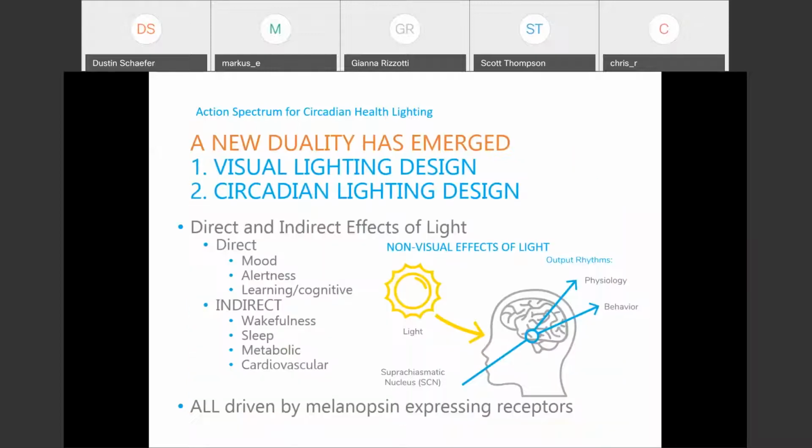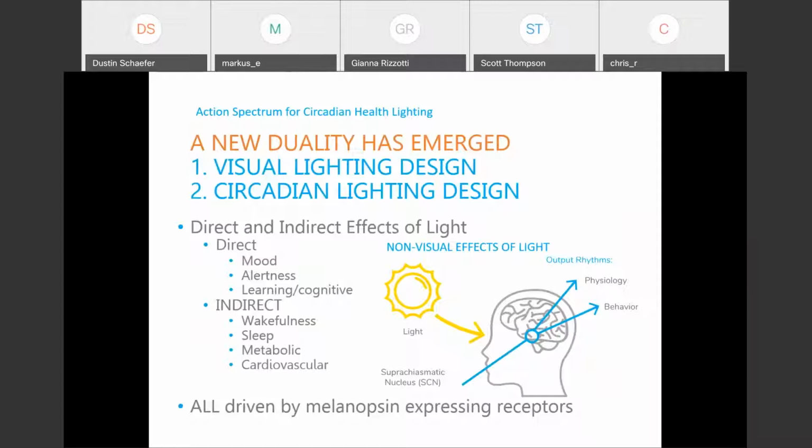So with the new scientific knowledge, a new duality has emerged: visual lighting design, which we know and are very familiar with, but also circadian lighting design, which is the new paradigm. It's not just a fad, but it's real science and actual knowledge that is meaningful for our biological system.